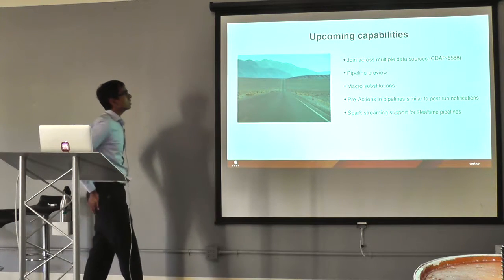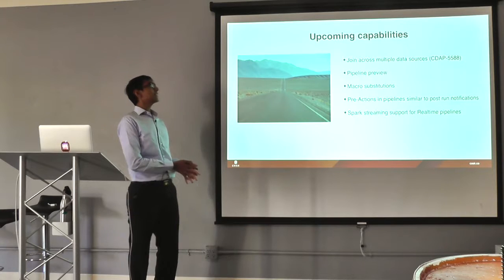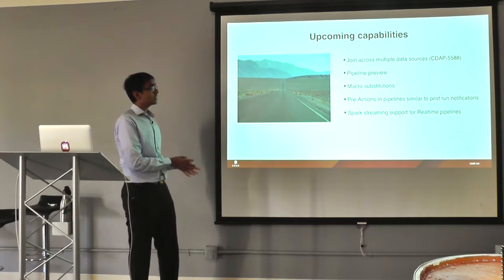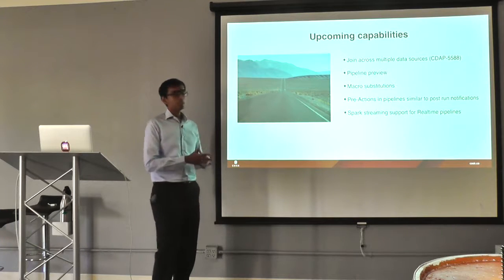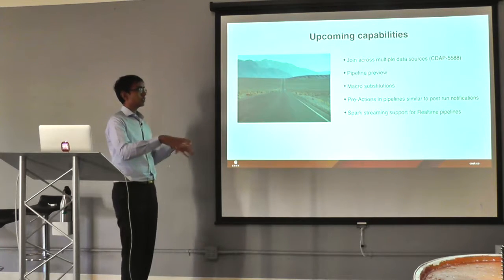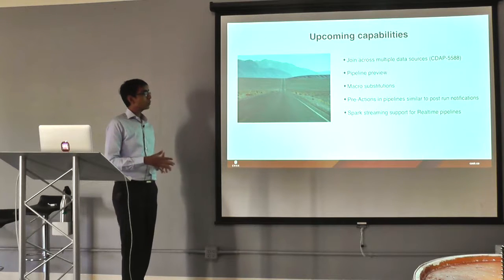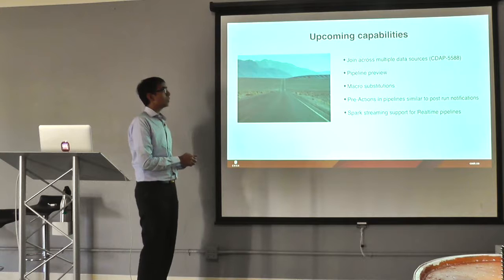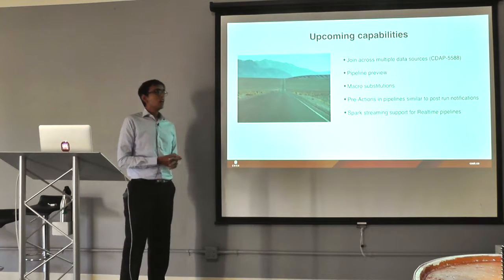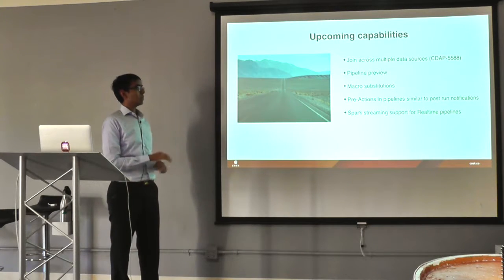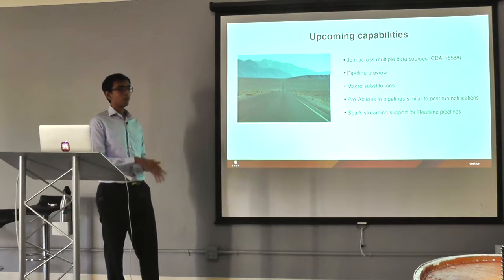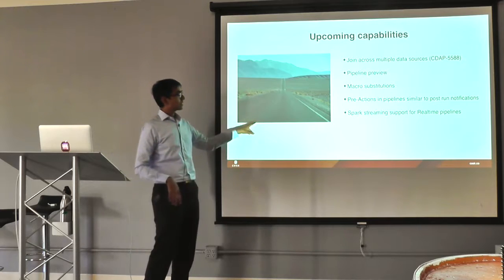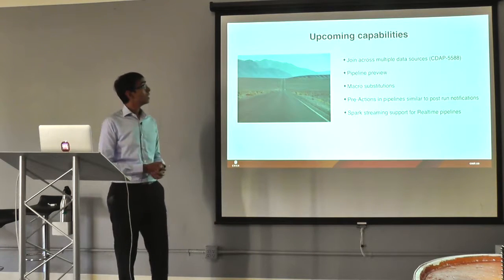So just a little bit about the upcoming capabilities. We are working on a join feature across multiple data sources. So if you have different data sources and you want to join data across those two, that's the join feature. We're working on pipeline previews, macro substitutions, and we're also working on pre-actions in pipelines, similar to the post-run notification that I talked about, where you get an email after the run ends. And we're also working on Spark streaming support for real-time pipelines as well.